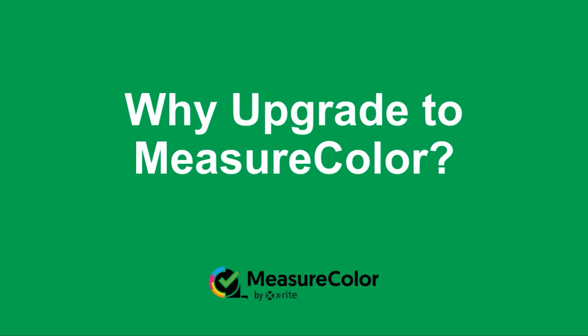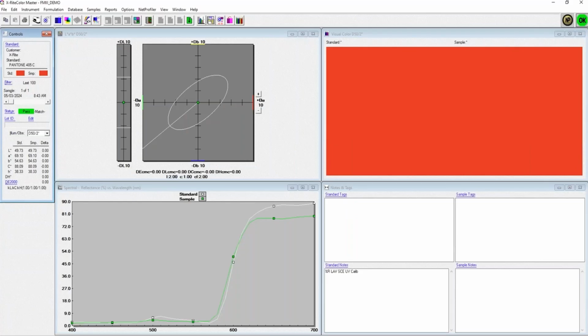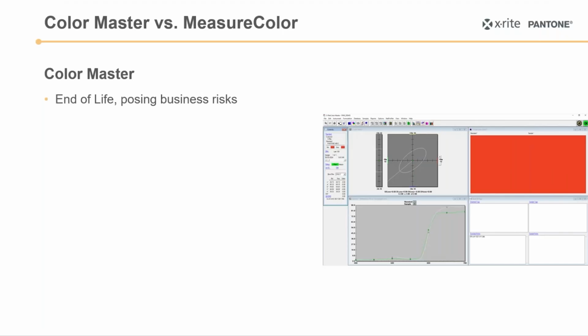Everybody's familiar with the product they've used a long time. Why change? Well, let's start with a look at where you might be coming from. Many of you probably recognize this screen. This is X-Rite's Color Master software. This was developed many, many years ago, and you can kind of see the age of the product and how it's been designed. So let's talk about Color Master a little bit more.